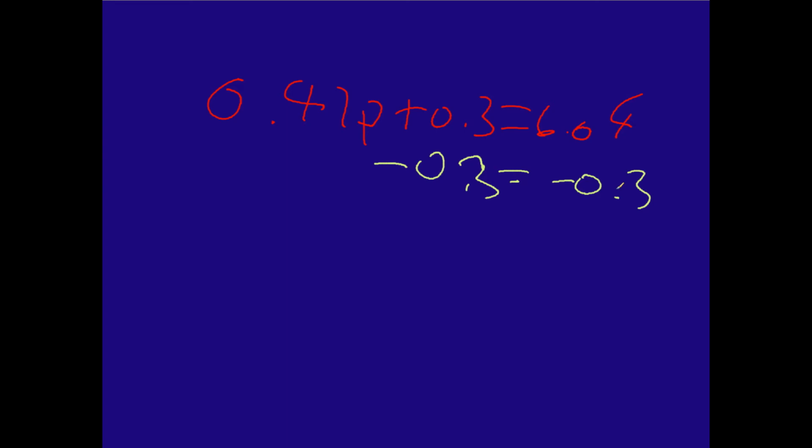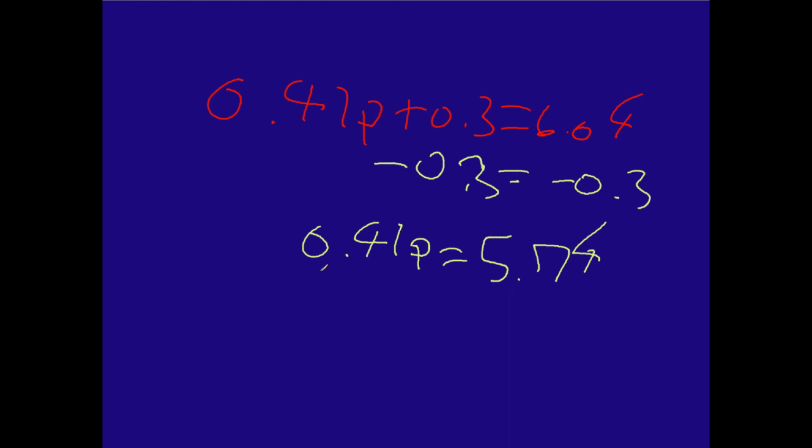Because what we're trying to do now is isolate the p. That's our goal right now. And so by subtracting 0.3 from both sides, we'll be left with simply 0.41p equals 5.74. And of course, the next step is to divide both sides by 0.41.